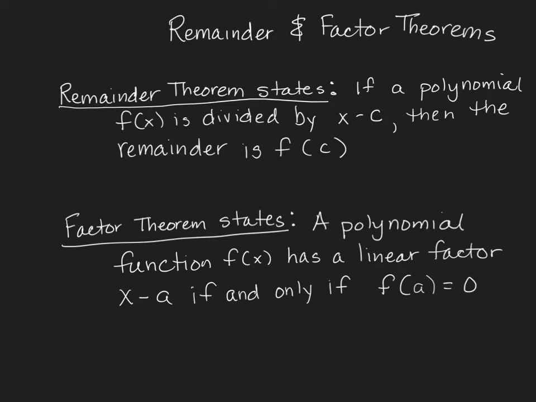remainder. So then the factor theorem states that a polynomial function f of x has a linear factor x minus a. They're using a this time, not c. If and only if f of a equals 0. So what that's saying is if I do what the remainder theorem tells me to do, set this equal to 0, get positive a, plug positive a in, and I get 0, then it is a factor. If I do not get 0, then it's not a factor.